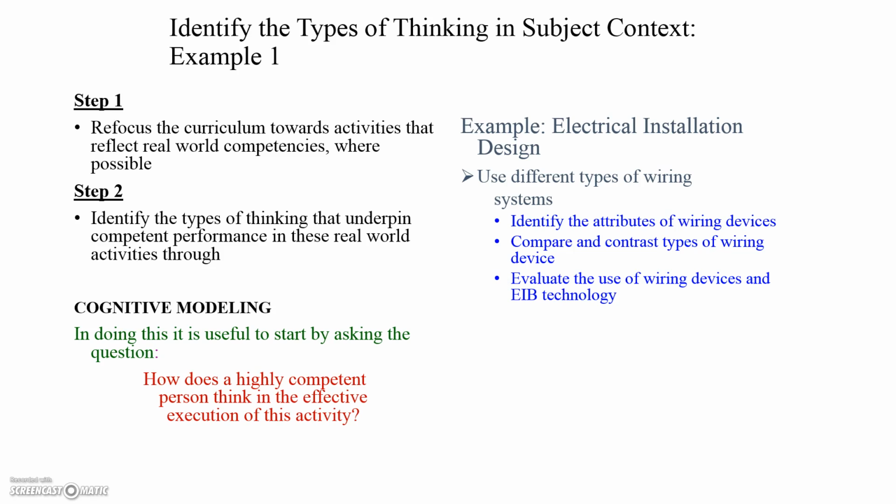So if we look at the example on the right-hand side, here's a significant learning outcome: the student at the end of this module component will be able to use different types of wiring systems. So what would be involved? The student would need to be able to identify the attributes of wiring devices, compare and contrast types of wiring devices, and this is from the module document, evaluate the use of wiring devices and EIB technology. Now, don't worry too much if you don't understand the content, but you can see the process.